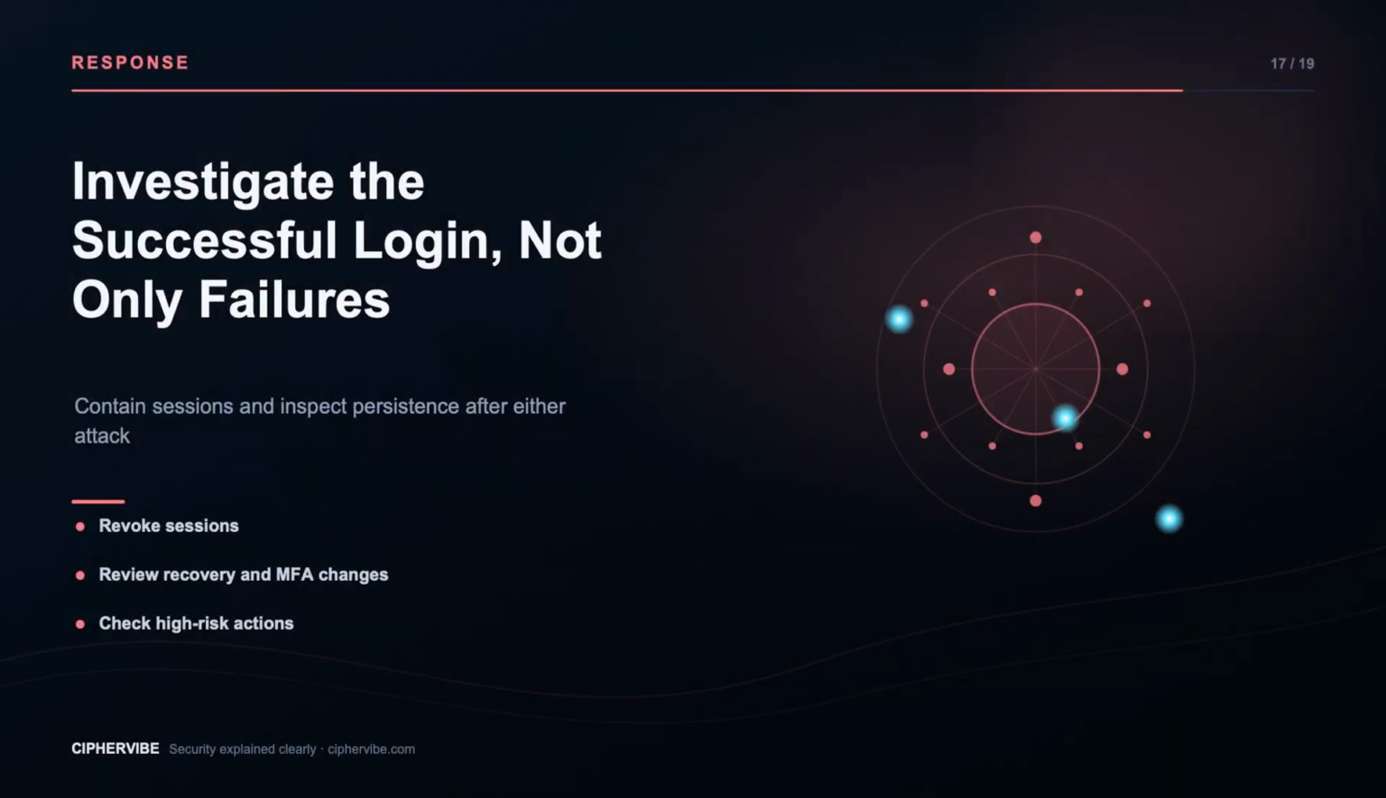If either campaign succeeds, revoke affected sessions, reset compromised credentials, and inspect recovery methods, multi-factor enrollment, trusted devices, tokens, payment changes, data exports, and administrative actions. Expand the search across related accounts and notify users with clear, safe recovery steps.